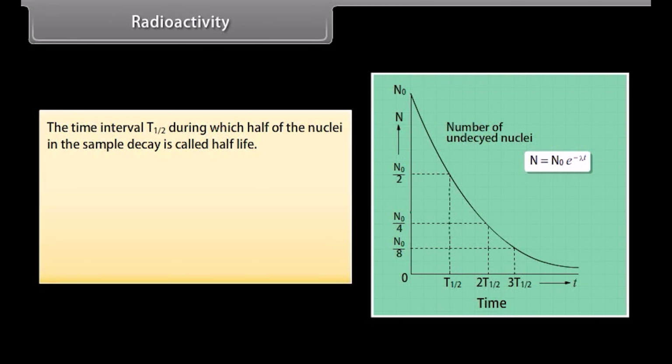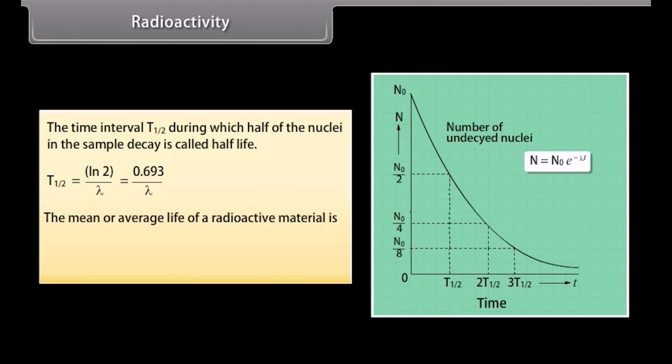Radioactivity. The time interval T-half, during which half of the nuclei in the sample decay, is called half-life. T-half = ln 2 / λ = 0.693 / λ. The mean or average life of a radioactive material is τ = 1/λ.